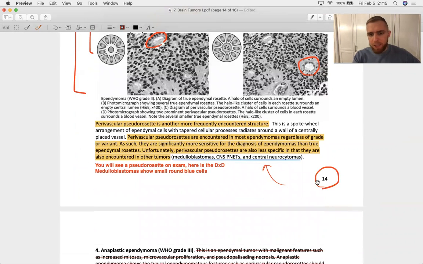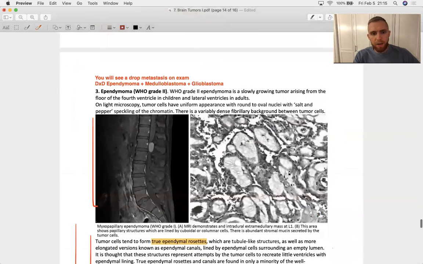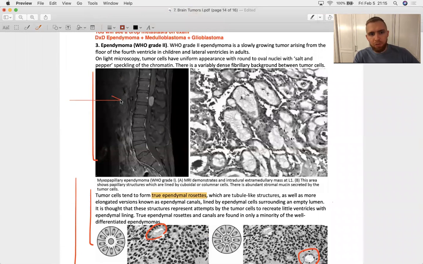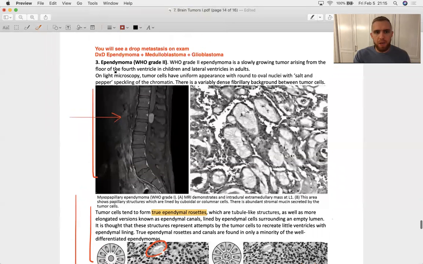Here at the bottom of page 14, they're telling you if you see something with the rosette, here's the differential diagnosis. So it's like A, Ependymoma, B, Medulloblastoma, C, CNS PNET, D, central neurocytoma. It's like they're telling you what they're going to ask. Again, one more time, you will absolutely see a spinal cord drop metastasis question. There's only a handful of things it could be: Ependymoma, Medulloblastoma, or Glioblastoma.